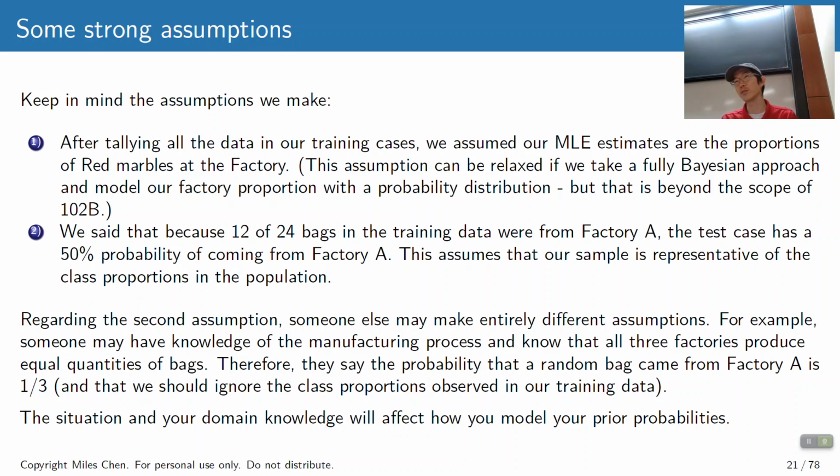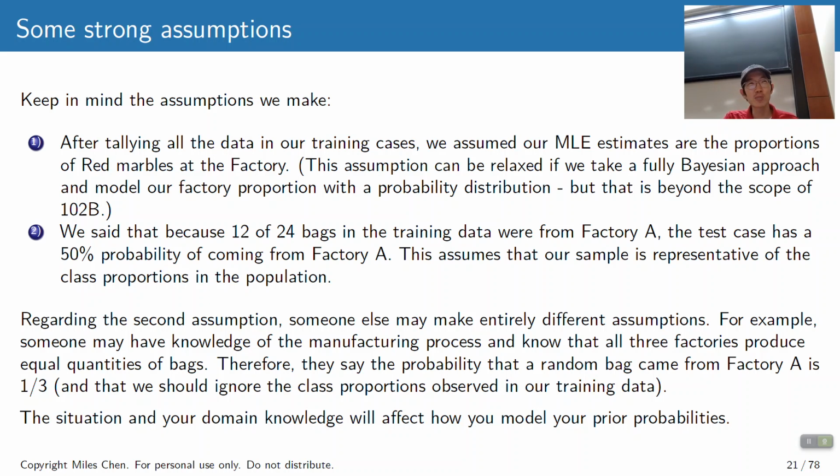And I'm also assuming factory B is 50% red, and factory C is 40% red, just based on what I saw in my data, which may or may not be right. I'm also assuming that because half of my 24 labeled bags came from factory A, factory A produces 50% of all marble bags out there. And because only 1/4 of my training data came from factory B, I'm now assuming factory B is doing 1/4 of all marble production out there, right?